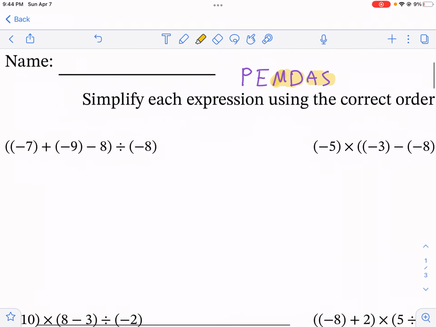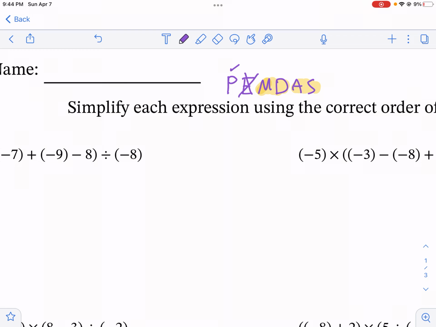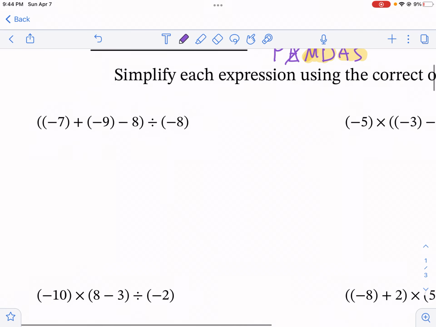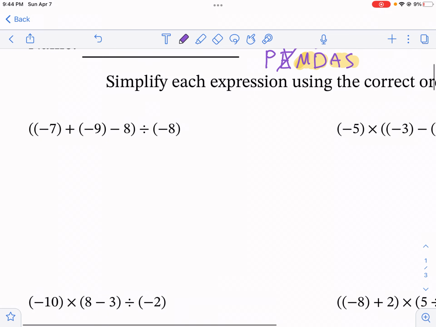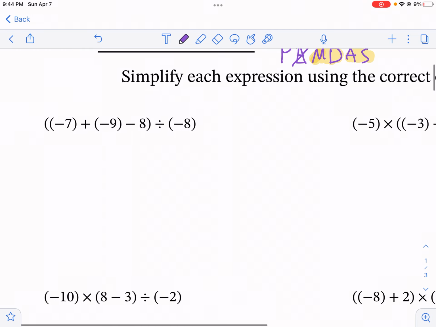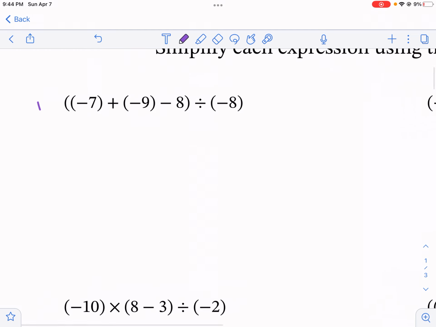Each one of these has parentheses, so we know that's going to come first. None of these have exponents, so we don't need to worry about that. Then once we see multiplication, we're going to go left to right on that, and then left to right on addition and subtraction. If you don't know integer operations well, meaning adding, subtracting, multiplying, and dividing positive and negative numbers, then make sure to check out some of my other videos on that. I'm going to assume that you know that a little bit, but we're going to jump right into the first problem here.